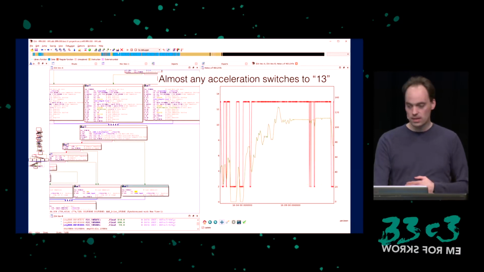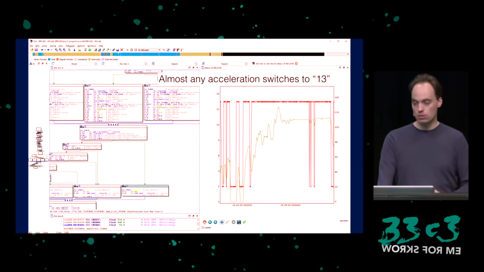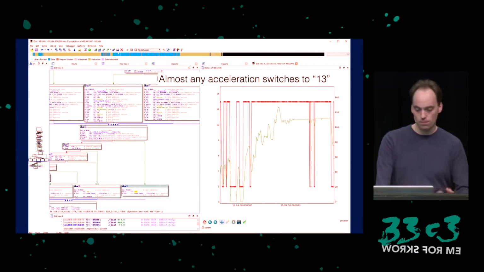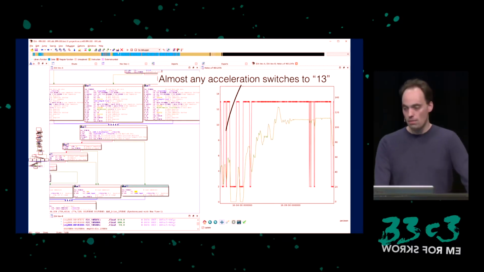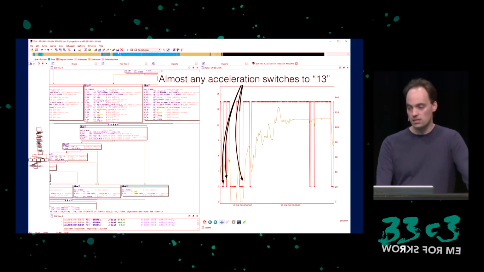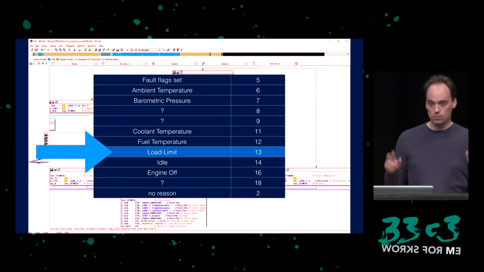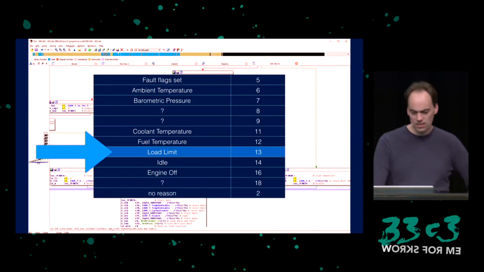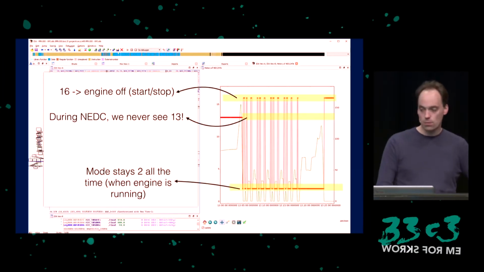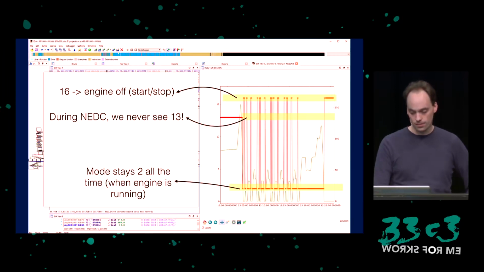Looking into this in more detail, we can see it sometimes drops back to 2, to the unlimited, emission optimized mode, but any acceleration, or almost any acceleration, switches back to 13, and then it stays there for a long time. And 13, if we look it up, is what I call load limit. Interestingly, if we run it through the NEDC, we never saw 13. The engine stays in mode 2 all the time, and 16 just means that the engine is off, but we never see 13. So this explains why the EGR values were so different in a test cycle.